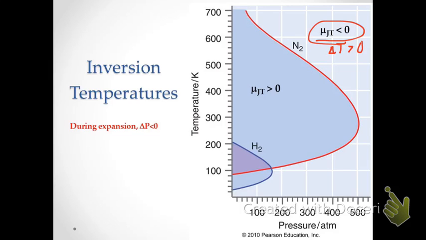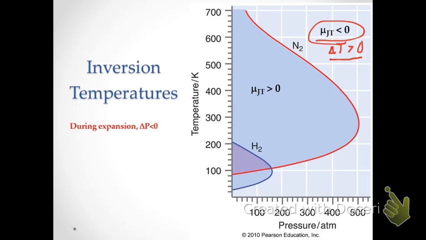Conversely, if the nitrogen gas is in a temperature and pressure region outside of that darker blue area, the Joule-Thomson coefficient is less than 0, and under those circumstances, we'll note that the temperature will increase when the gas expands.